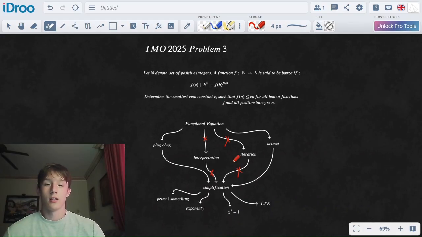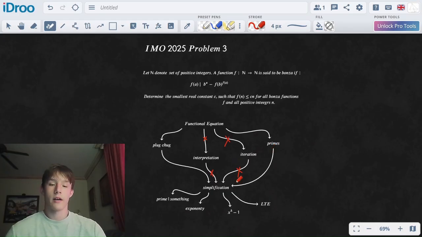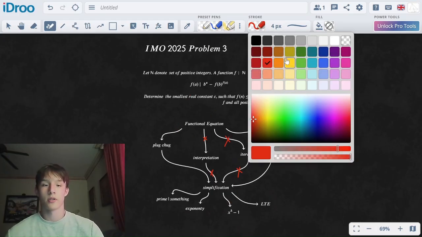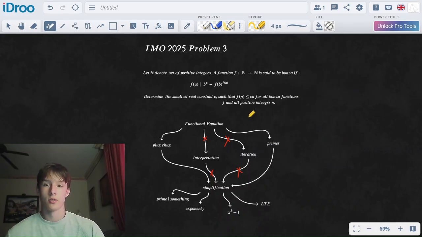So these are not the paths, so the only paths we have are primes and plug and chug. And we can't go to primes straight away. So primes is a good idea, but at the same time, we can't go to primes straight away because if we go to primes, we want to go into prime divides something. And this is not very nice because f of a, we don't know anything about f of a.